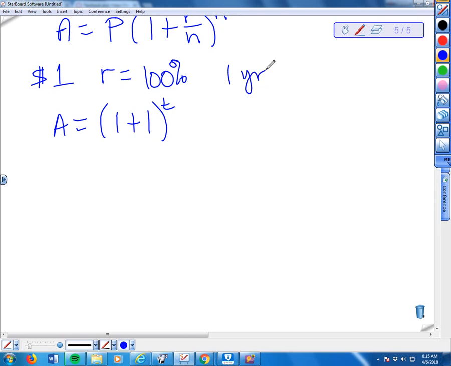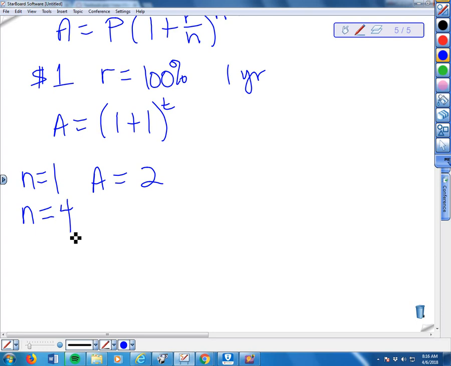So in year 1, actually we're going to do everything. So if n is 1, meaning it's annually compounding, right? The amount I have after 1 year is $2, right? So what if I said I want it compounded quarterly? What is n?